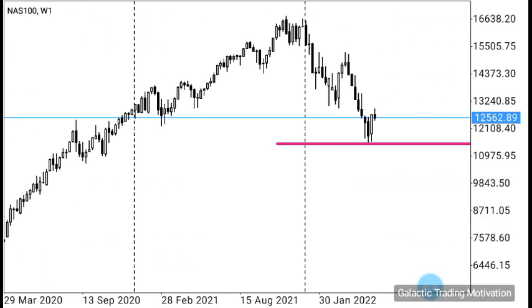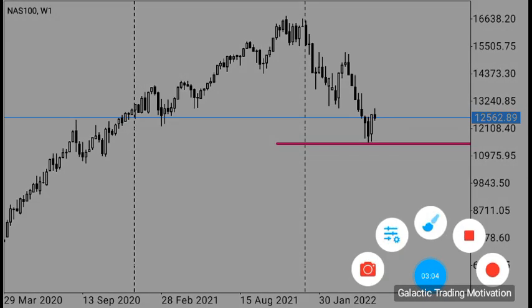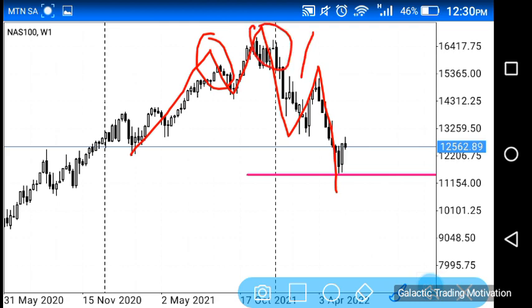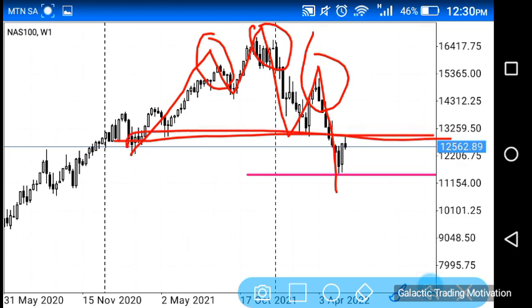So here we are on the weekly chart. What do we see on the weekly chart? On the weekly chart, we can see that we had price creating a head and shoulders pattern, with this being the left shoulder, this being the head, and this part being the right shoulder. And we saw price breaking the neckline of that head and shoulders pattern.